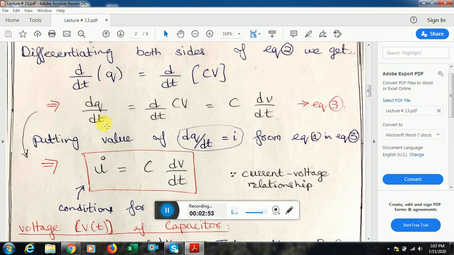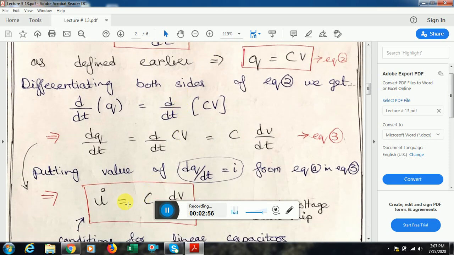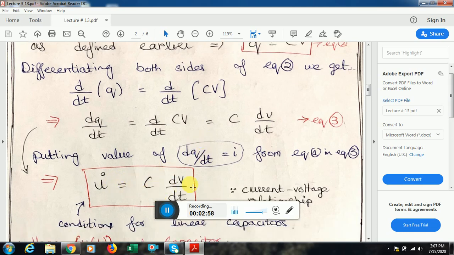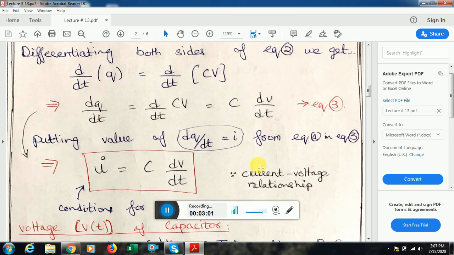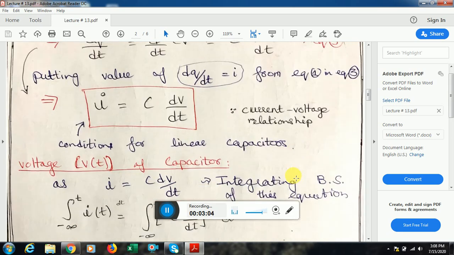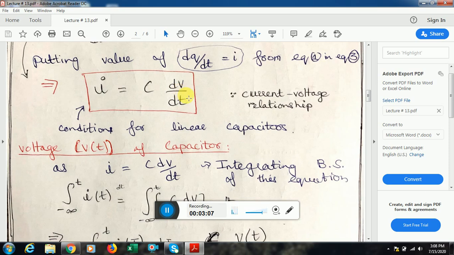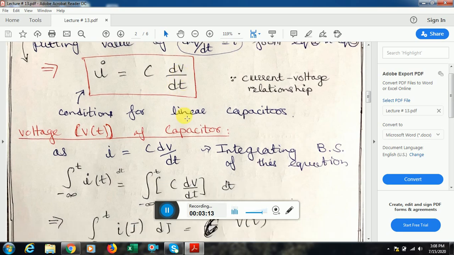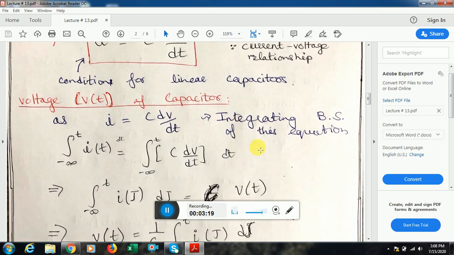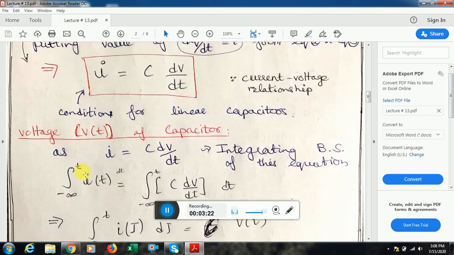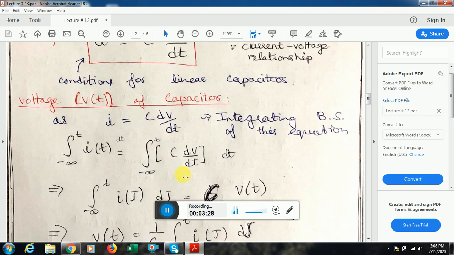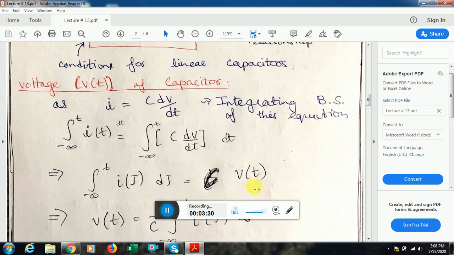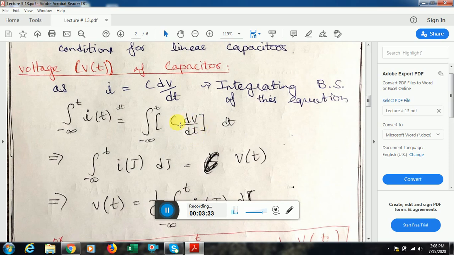As I told you, dq by dt in equation 1 is equal to I, so the current-voltage relationship will be I is equal to C dV by dt. This is the current-voltage relationship in a capacitor. If I want to find the voltage across this capacitor, whenever you have to eliminate a derivative, you apply an integral. So I will take integration on both sides, integrating from minus infinity to the time t with respect to dt, and C, as it is a constant value, the integral won't apply on it, and dt cancels out.